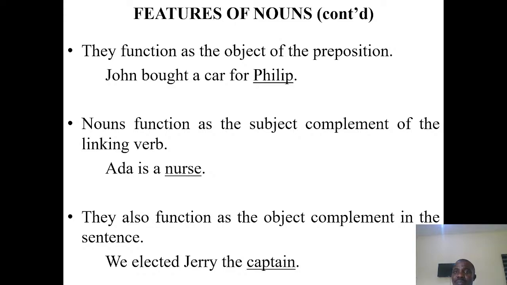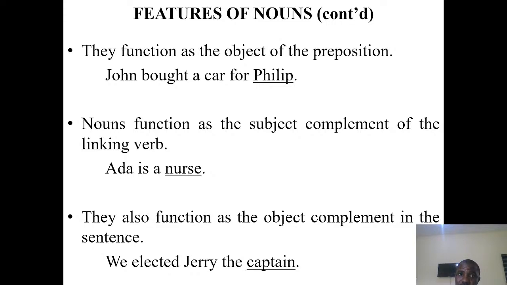They function as the object of the preposition. Any noun that comes after a preposition and after a verb, because nouns that come after a verb are traditionally known as objects, especially after a transitive verb. Take note of transitive verb, not all verbs, because we have linking verbs, and when a noun comes after a linking verb, the noun is not an object, it's a complement. But when a preposition is placed before the noun, that noun is the object of the preposition.